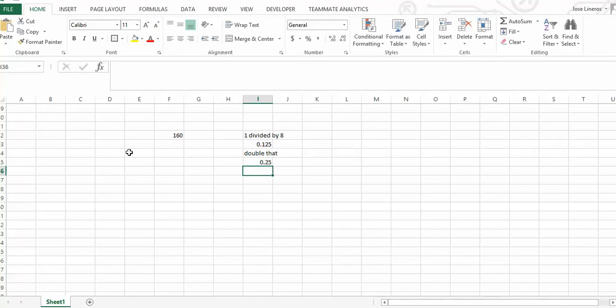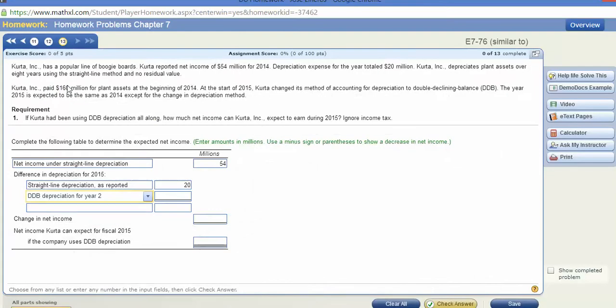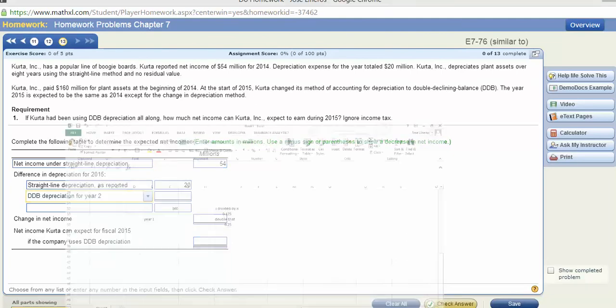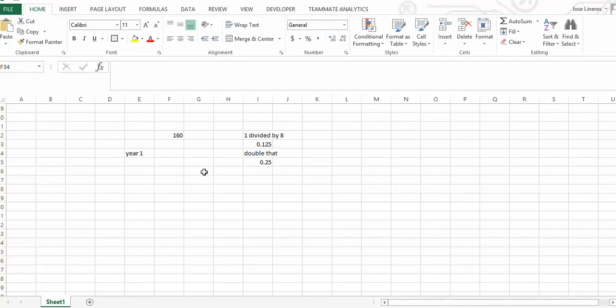Okay, so year 1 of depreciation under this method would take 160 million. Remember, double declining balance, we're ignoring salvage value. Notice we're not going over here and going, where's the salvage value? Doesn't matter much in this problem because there is no residual value. So here they kind of took it out of play for you. But if it had a residual value, you don't pay attention to it in double declining balance, except in the very last year. Take 160 million and we multiply it by 0.25. And that gives us 40 million.